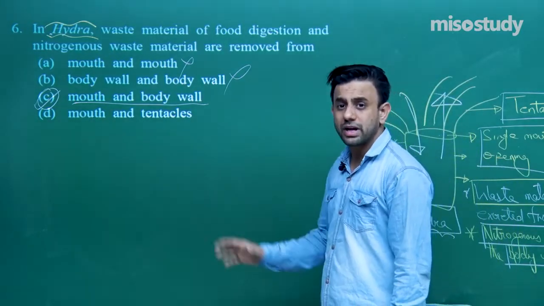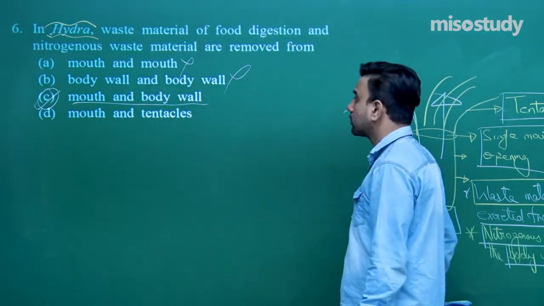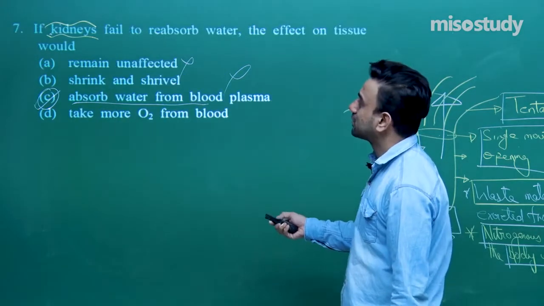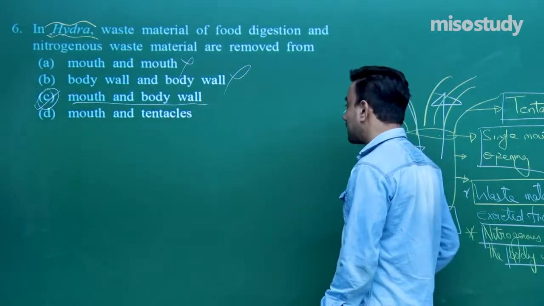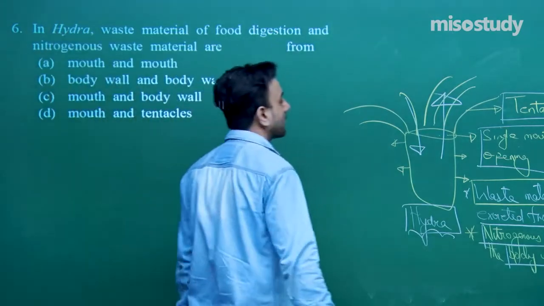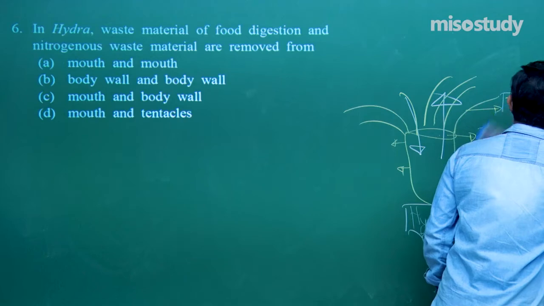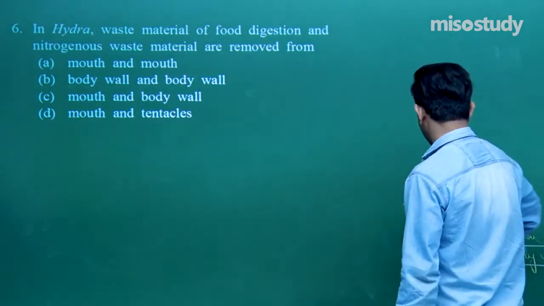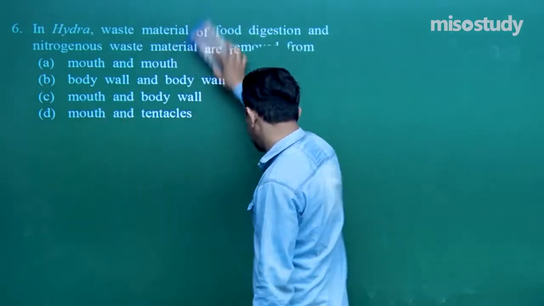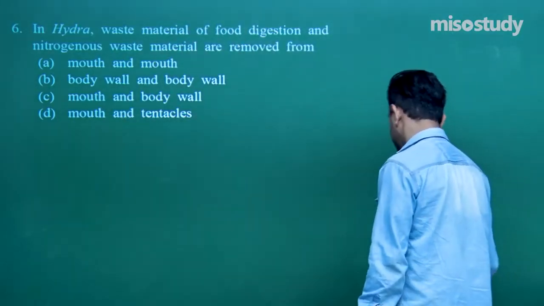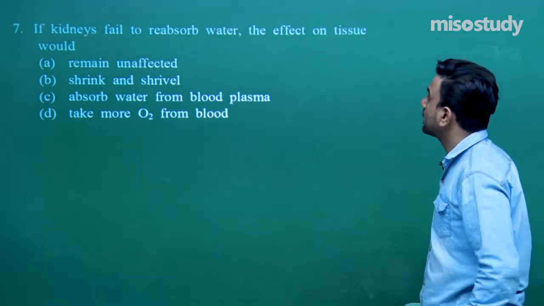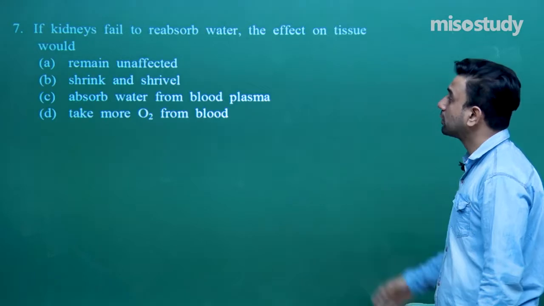Now let us concentrate on the next question. So we are done with this, okay. I hope it's fine. We will talk about the next question, and that is, if the kidneys fail to reabsorb water, the effect on tissues would be what?